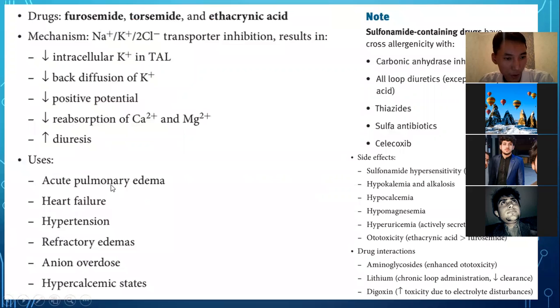The uses of this are in acute pulmonary edema, in heart failure, in hypertension, refractory edemas. Another one, anion overdose, hypercalcemic states too. Let's say a person has a really high amount of calcium, what needs to be done? He can take these drugs and decrease the calcium level in the blood.